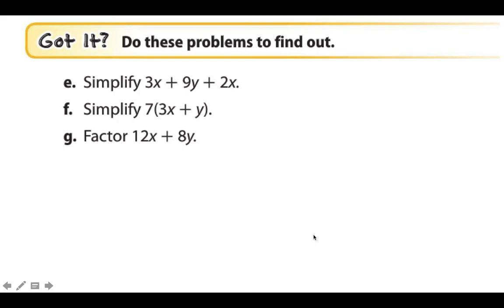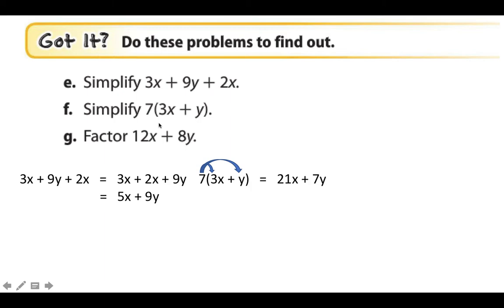Try these 3 on your own, and then we'll see how you did. Pause the video now. All right, let's look at E. 3x plus 9y plus 2x. Right now, we've got our like terms separated from each other by this 9y. So we're going to use the commutative property and switch those around so our like terms are next to each other. Now, we're going to combine those like terms. 3x plus 2x gives us 5x. And because 5x and 9y cannot be combined, they are not like terms, this is our simplified expression.